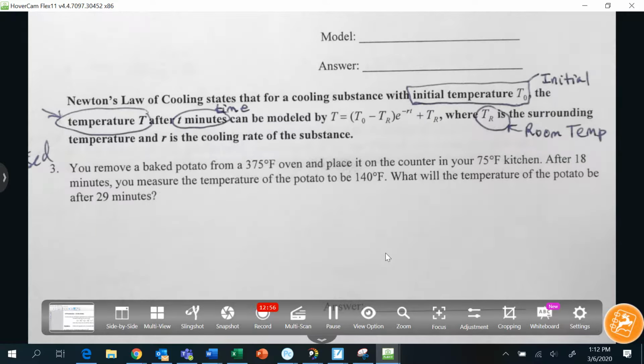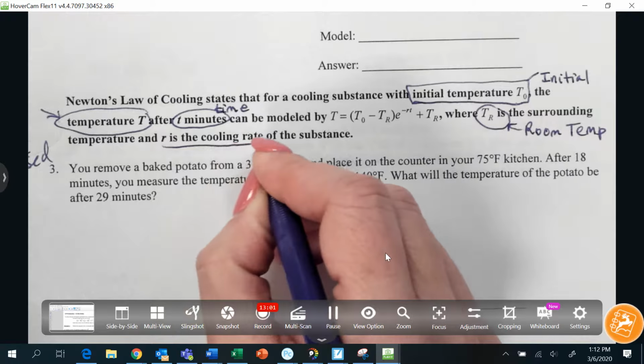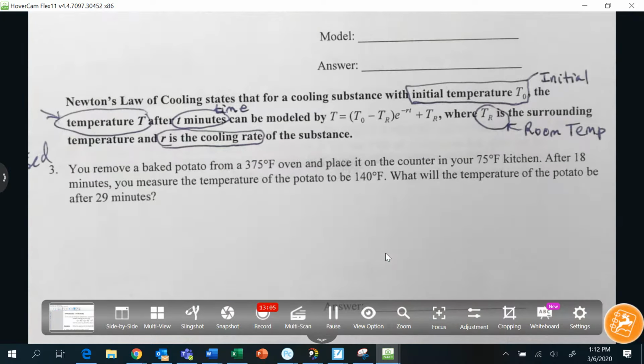And then the last variable is little r, the cooling rate of that particular thing. So again, a small potato and a big potato are going to have different cooling rates. So this is something we have to find every single time we do this problem.